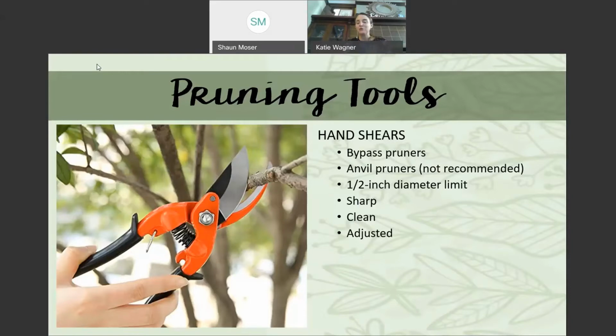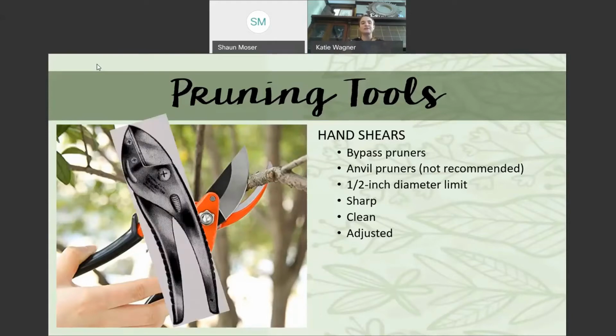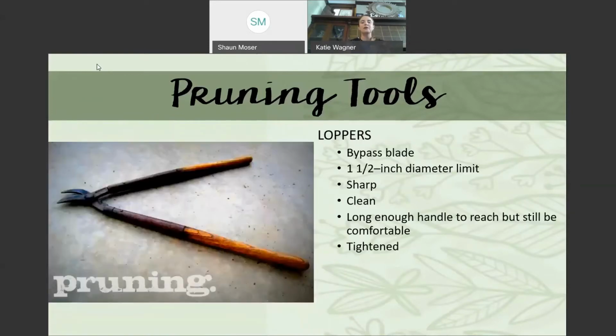So the golden rule with pruning is that if you're sweating or swearing, you're not using the right tool. So this is a little too hard to take off that branch at that diameter, and then you need to move up to the next. Oops, I'm sorry, that's the anvil pruners, what those look like. We don't recommend using those. Then you need to move up to using loppers, and these can handle a little bigger branches. I really like loppers. Loppers are a little bit harder because sometimes it's hard to get them into tight spaces in trees and shrubs.